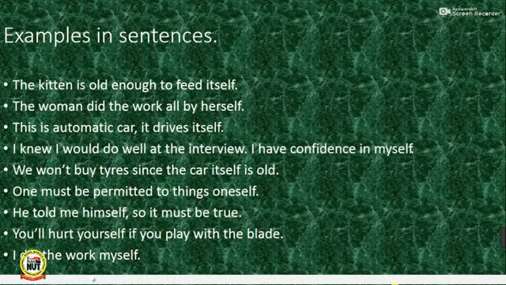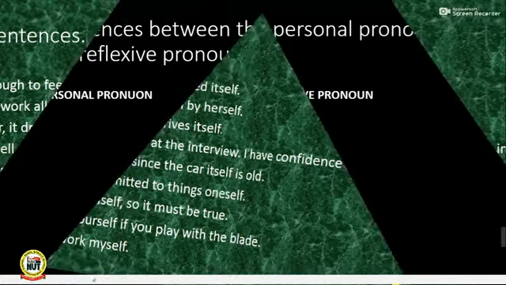You will hurt yourself if you play with the blade. By the time you play with sharp objects, it is you who gets to suffer the cut or the injury sustained. Yourself is a reflexive pronoun. I did the work myself. Yes, I didn't give it to Sahar to do it for me. I didn't give it to Camilla to do it for me. I didn't give it to Sophia to do it for me. I did it myself. Now, let's look at this. Itself, herself, himself, oneself, yourself, and myself are all reflexive pronouns in the sentences.